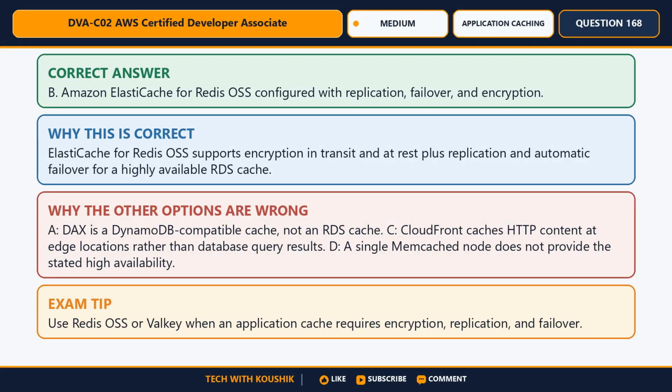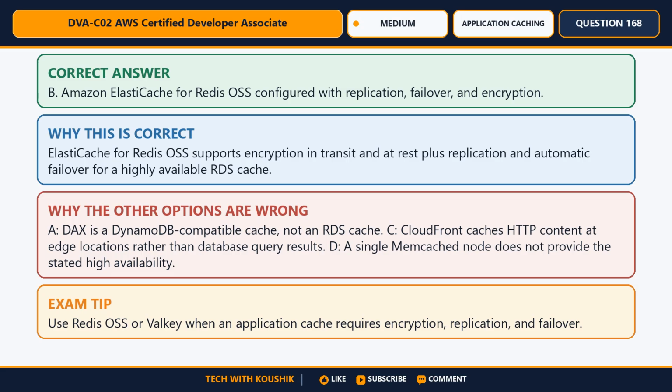The correct answer is B. Amazon ElastiCache for Redis OSS configured with replication, failover, and encryption. Here is why. ElastiCache for Redis OSS supports encryption in transit and at rest plus replication and automatic failover for a highly available RDS cache. Why are the other options not correct?